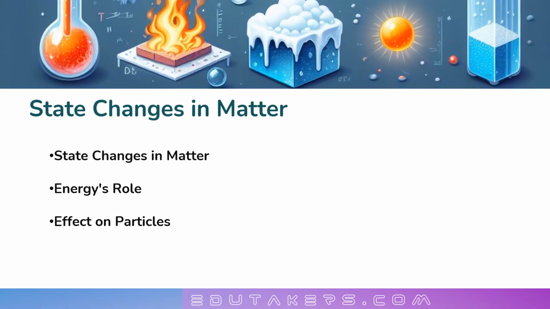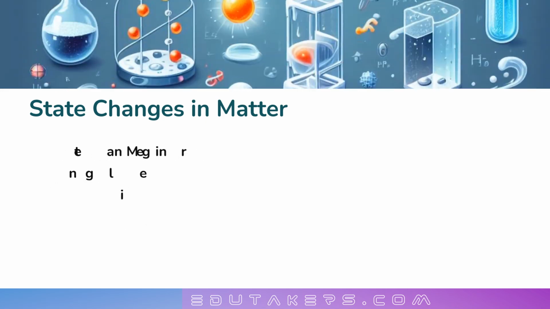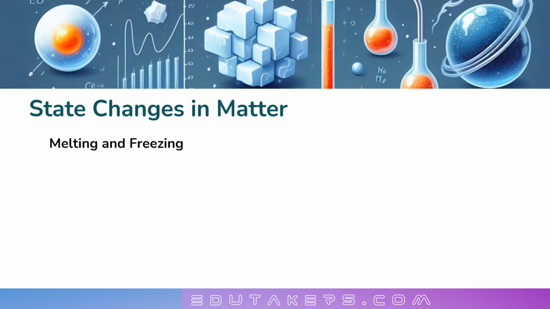Matter can change from one state to another through physical processes like melting, freezing, condensation, and vaporization. These changes occur when energy is absorbed or released, affecting particle movement and forces. Melting occurs when a solid absorbs heat, increasing particle movement until the forces between them are overcome and the solid becomes a liquid. Freezing is the opposite process, where a liquid loses heat, particles slow down, and the substance becomes a solid.